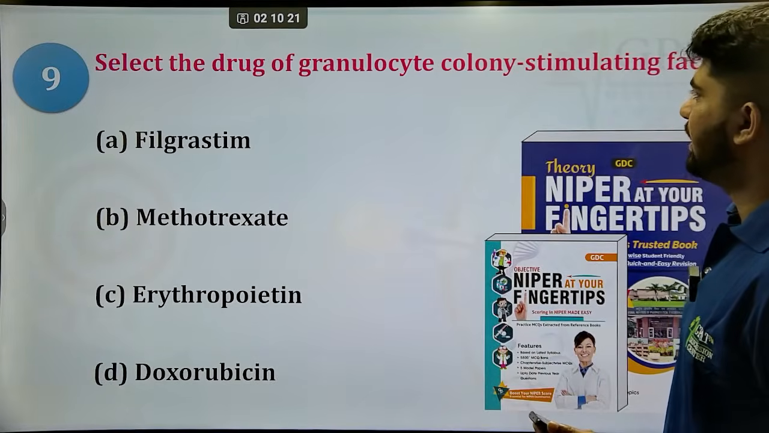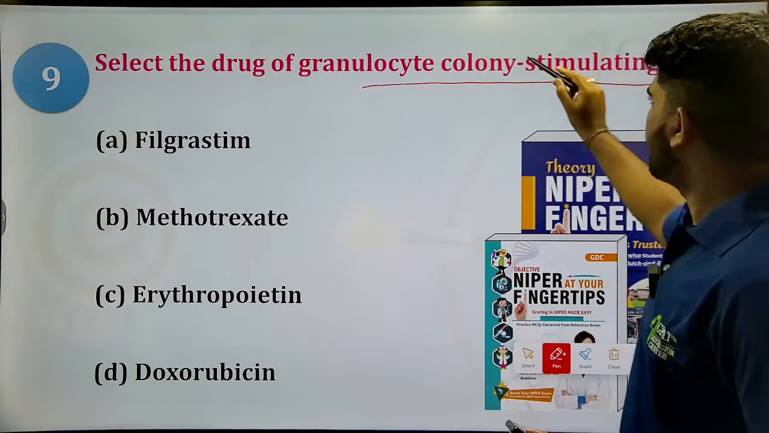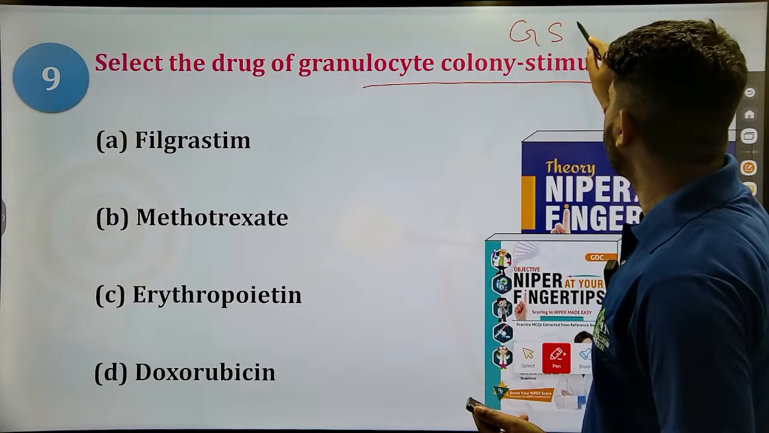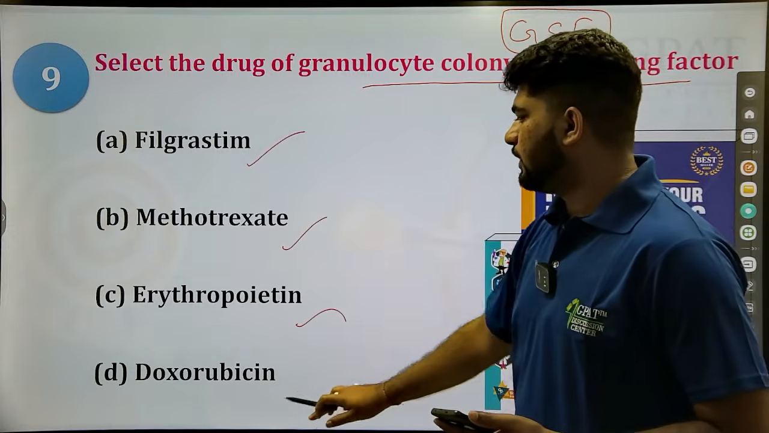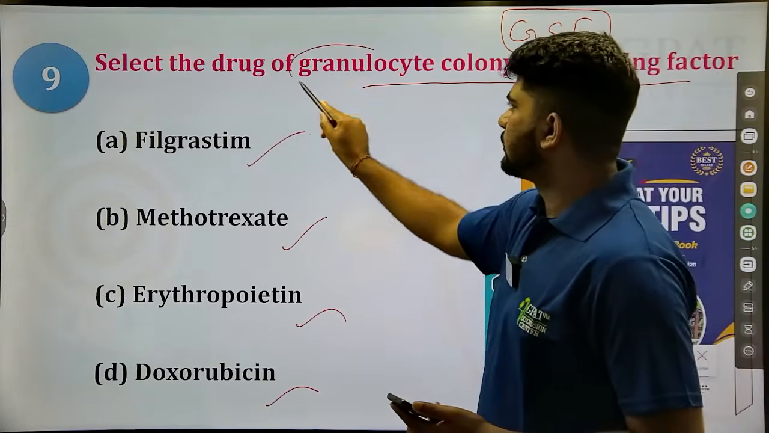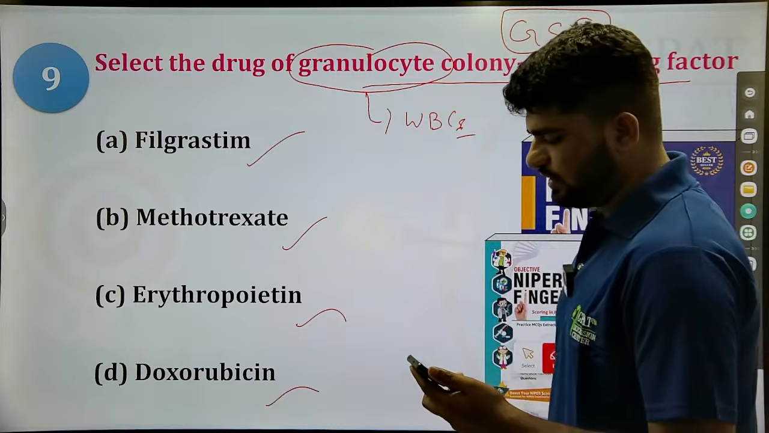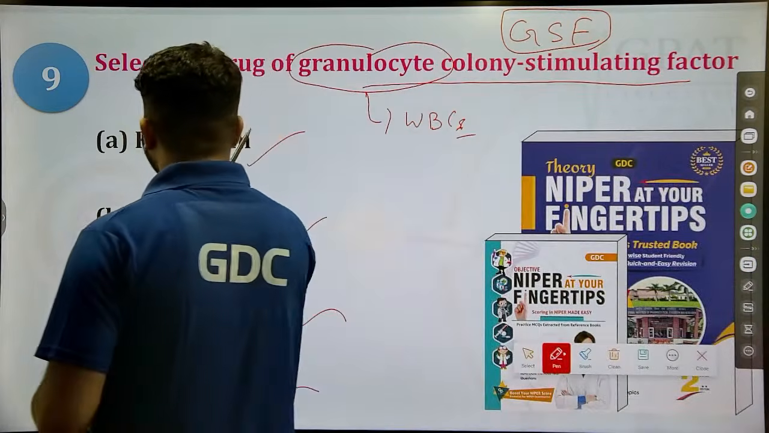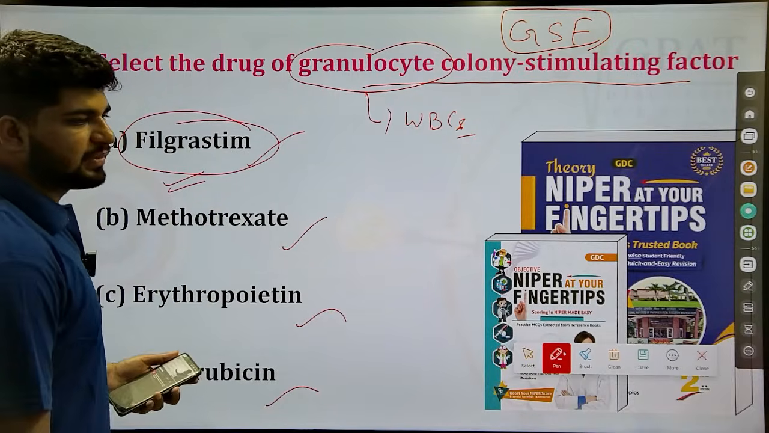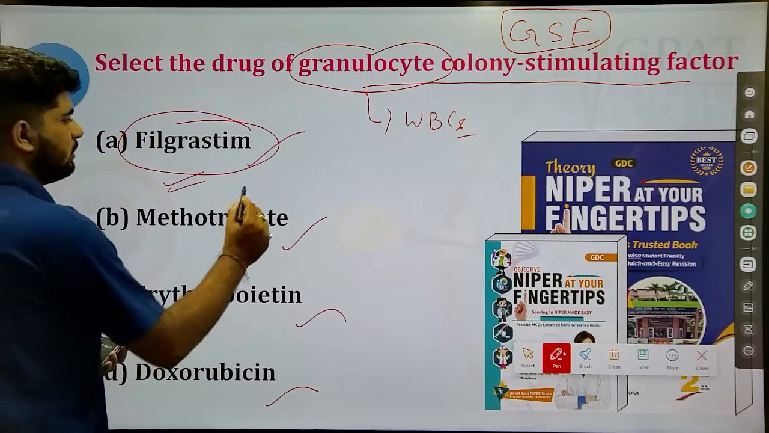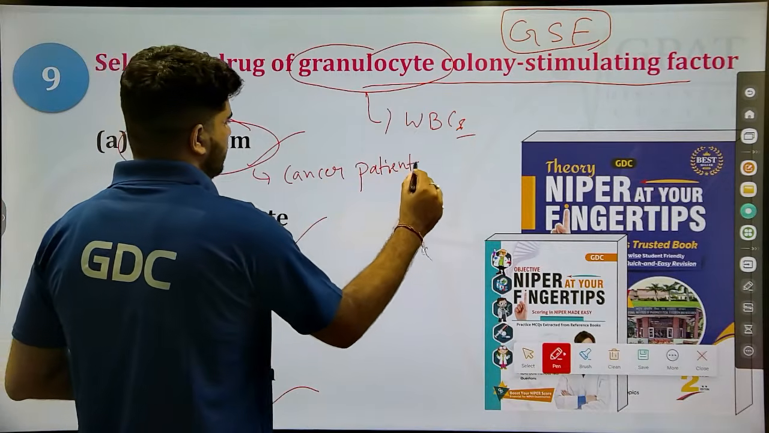Now, select the drug of granulocyte colony stimulating factor, GCSF. What is that? Filgrastim, methotrexate, erythropoietin, or doxorubicin? We are talking about granulocytes, right? So granulocytes are nothing but your WBCs, and these WBCs are going to be increased by filgrastim, and this is specifically used in cancer patients.